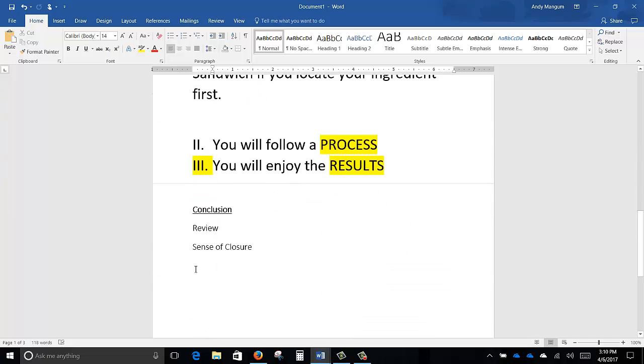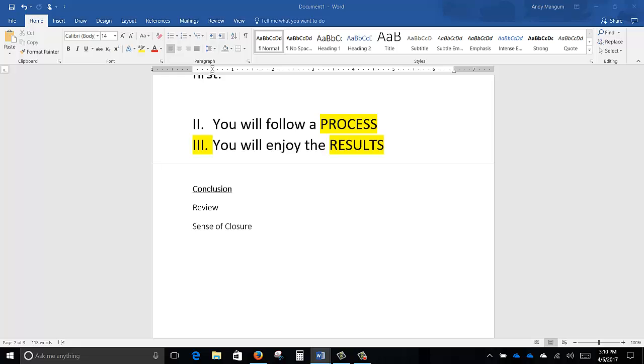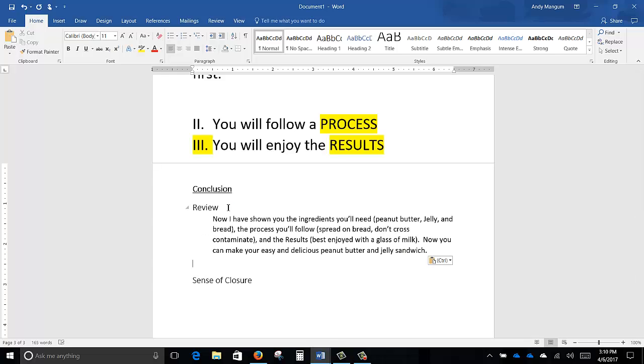The conclusion has two parts. It has a review and it has a sense of closure. The review is that third place where you want to make sure you use the key terms from your outline in the review. It's the exact mirror of the preview, or it resembles the preview.